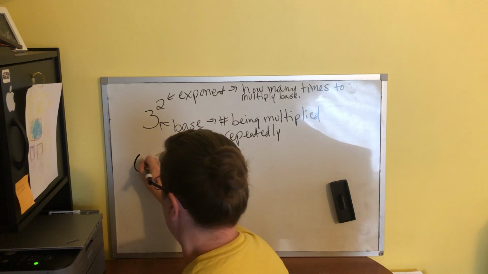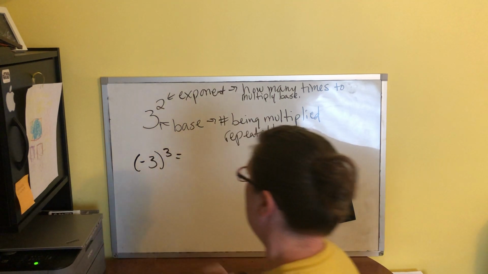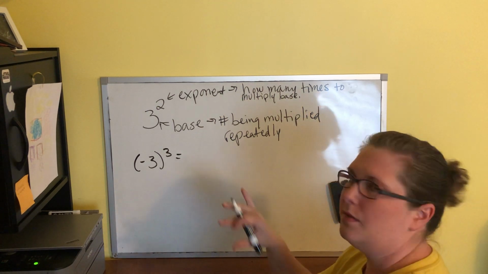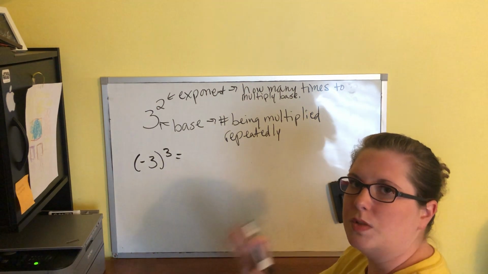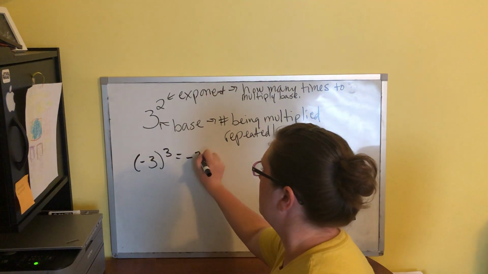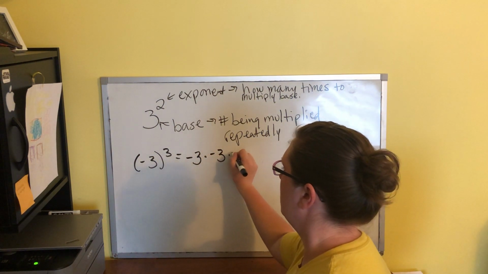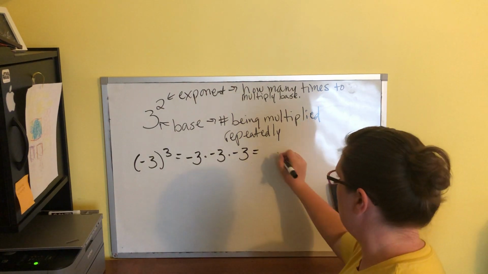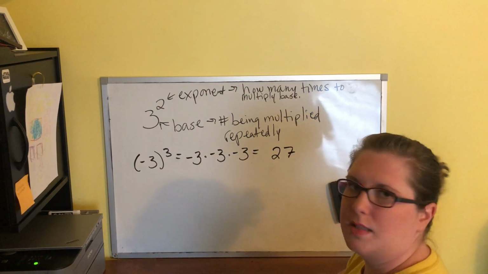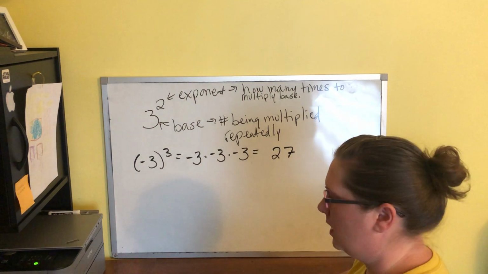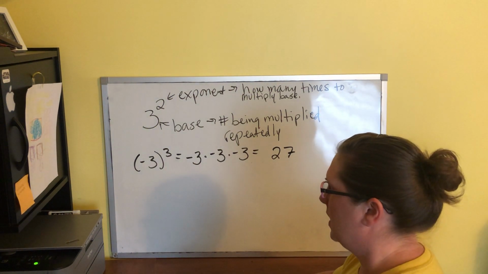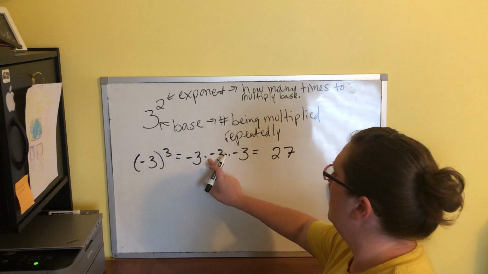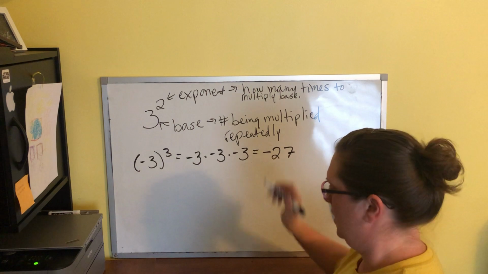If you were given (-3) cubed, this time the negative is in the parentheses. That means you need to multiply it. So this time you're doing -3 times -3 times -3. So 3 times 3 times 3 gives you 27. Now you have to remember your rules with negatives, which we're getting into in the next couple sections, but hopefully you remember that a negative times a negative is positive. Positive times a negative is a negative.